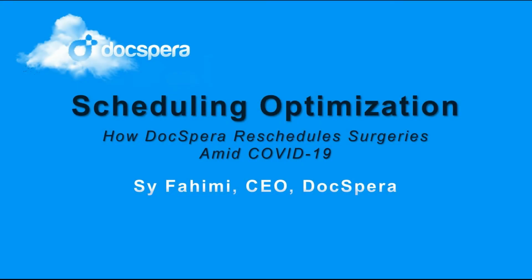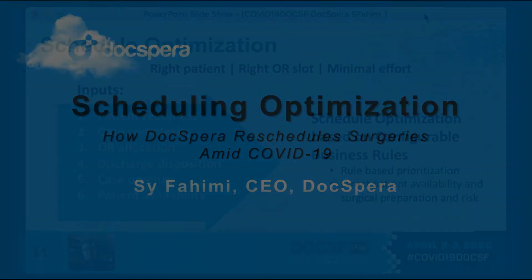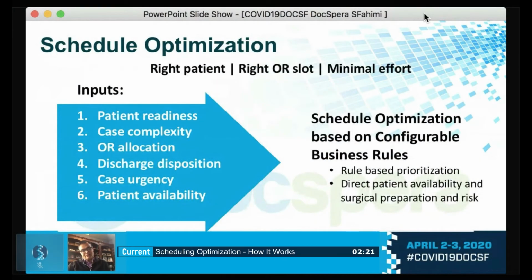So let's talk about the scheduling optimization more specifically and what our platform actually does. What's the goal? The goal really here is, how do I get the right patient at the right time in the right OR slot with minimal effort and maximum productivity? And so to do that, there's a lot of different factors you've got to look at and try to optimize to figure out what is the right way to reschedule a lot of these patients.